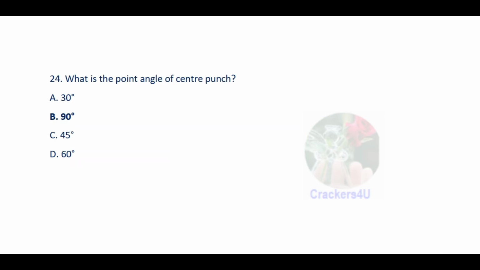What is the point angle of center punch? Answer option B, 90 degree. The point angle of center punch is 90 degree.